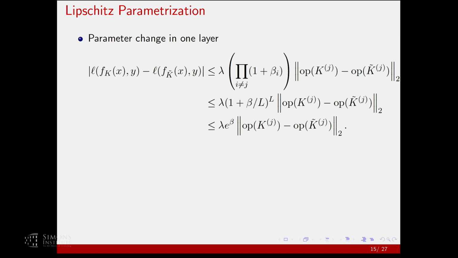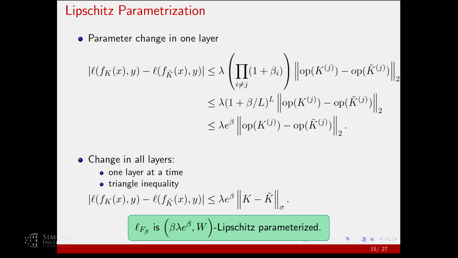Now, this was the case where I only changed the parameters in one layer. If we want to look at the difference between theta and all the parameters being changed, we want to look at all the layers. To analyze that, we look at the case where we change one layer at a time and we use the triangle inequality. And this is it. We are done. We proved our Lipschitz constant corresponding to our set of functions. So we proved that the loss functions corresponding to the set of functions are beta, lambda, e to the beta, and w Lipschitz parametrized. Now, if you put it back into the lemma that I showed from Vapnik and Guyon, essentially you get the results that we have.